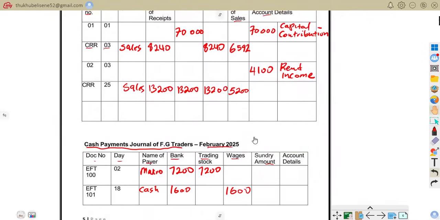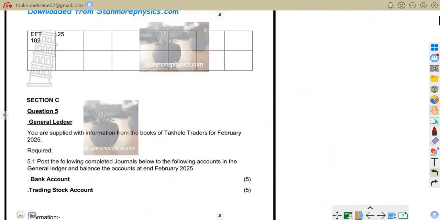Now let us record it. So we can see here we are on the 25th. So the name of payee is what? Nkomasi local municipality. So we paid 3,050.